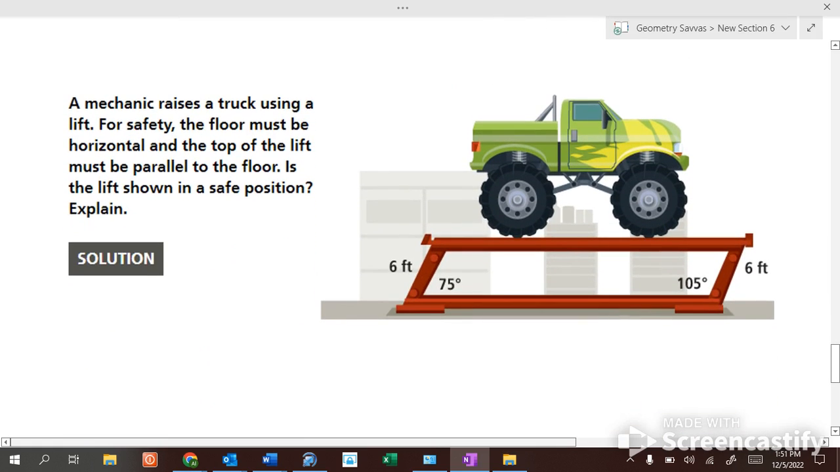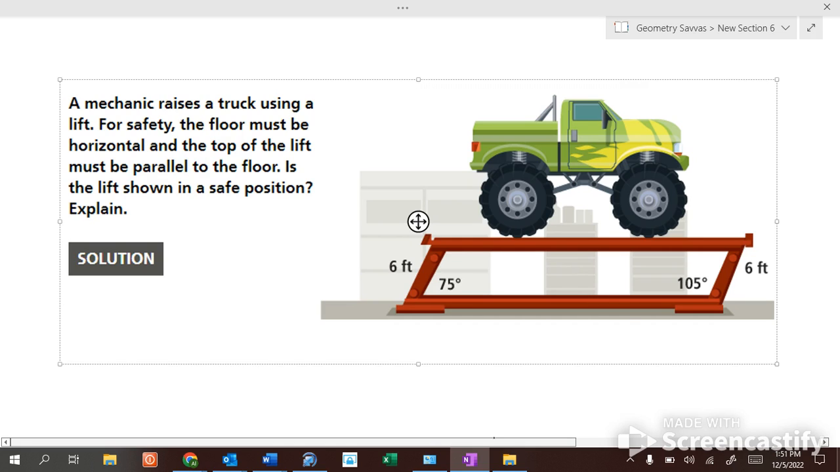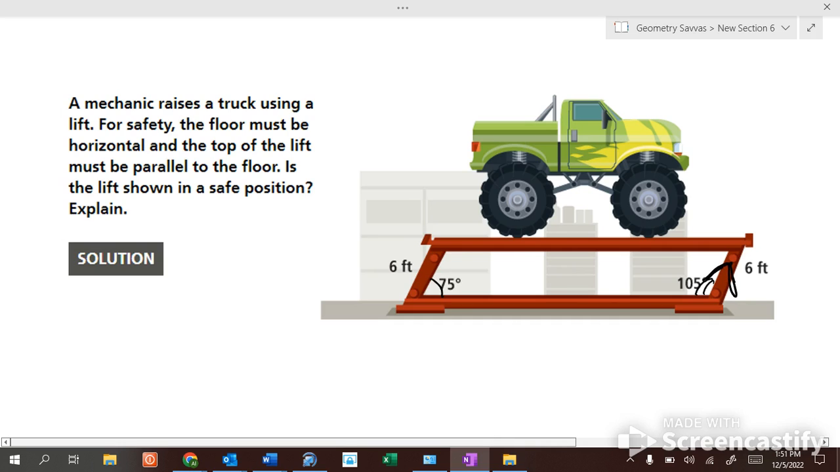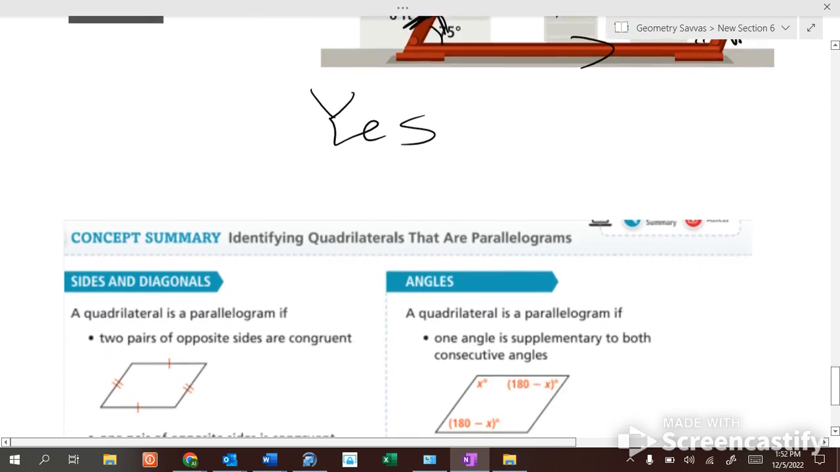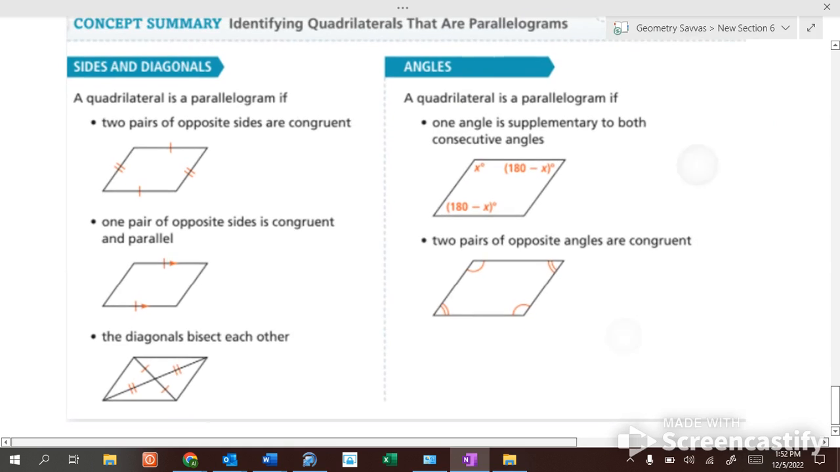A mechanic raises a truck using a lift. For safety, the floor must be horizontal and the top of the lift must be parallel to the floor. Is this lift in a safe position? Okay. Well, this and this are supplementary, right? Which makes this parallel to this. They're also both 6, so they're also congruent. If it's parallel and congruent, does it make a parallelogram? Yes. It makes a parallelogram, so it's safe because those two sides are parallel. That's what we're talking about today in the first section.